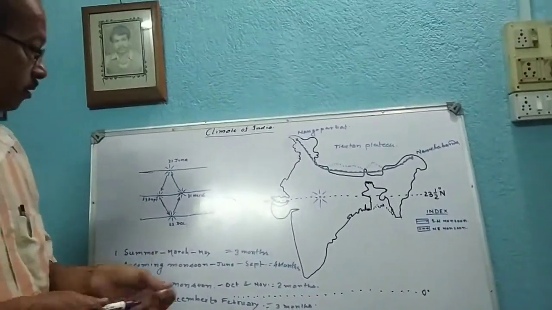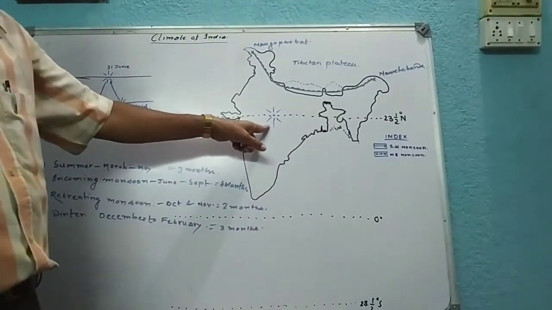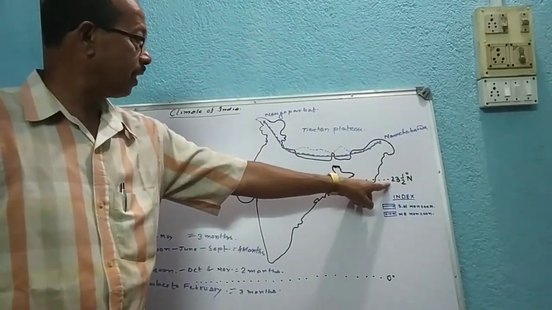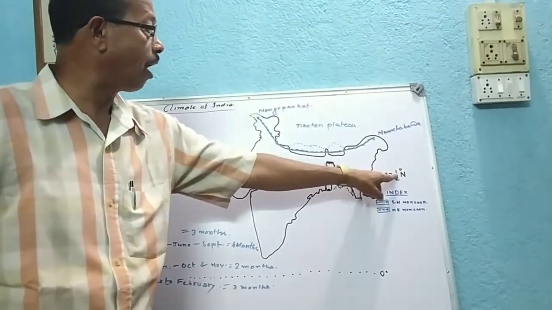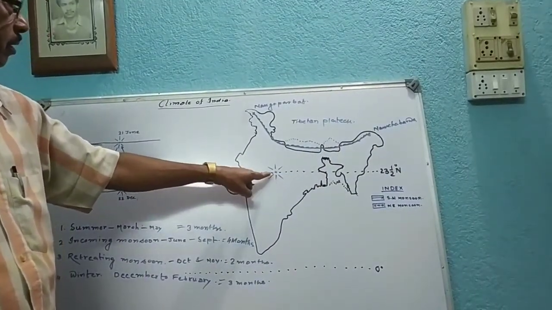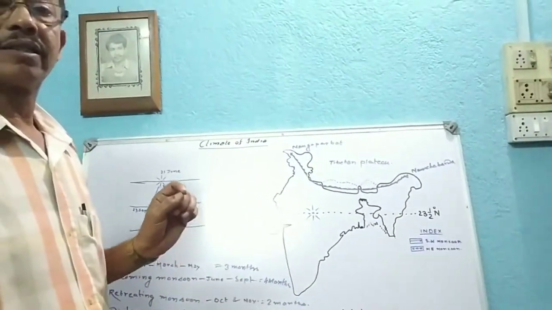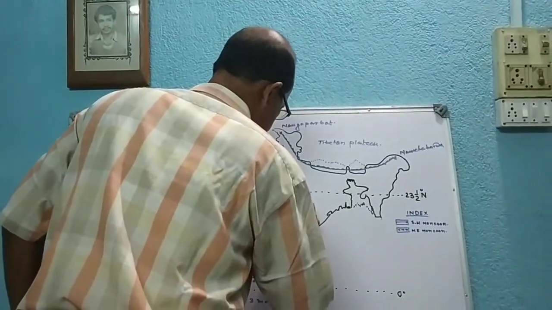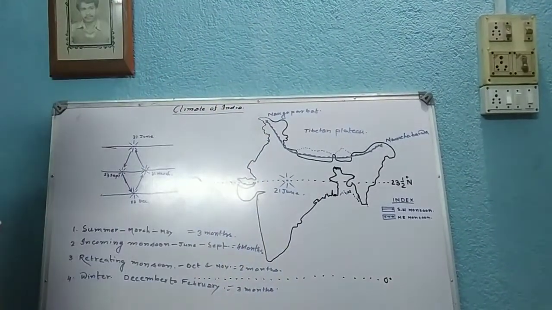How does it happen? As the sun is overhead at the Tropic of Cancer, this is your Tropic of Cancer. It has an angular value with respect to the equator of about 23.5 degrees north. The sun is in this position. That means the Tropic of Cancer receives the perpendicular sun rays on the 21st of June.